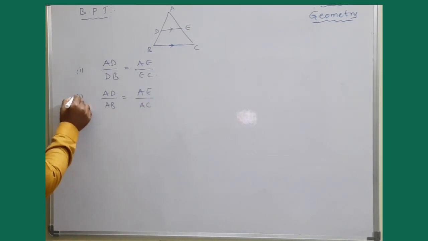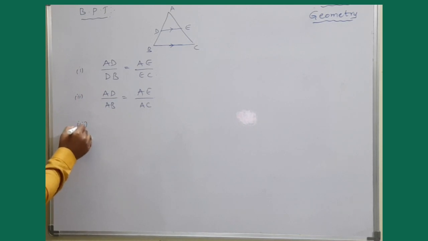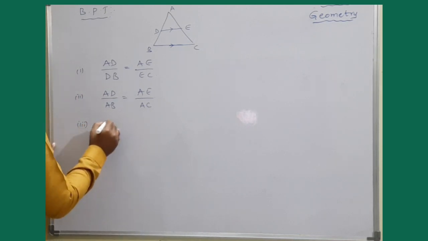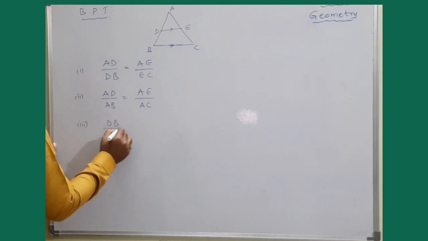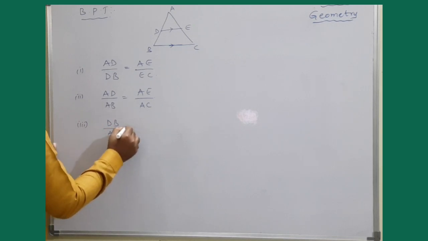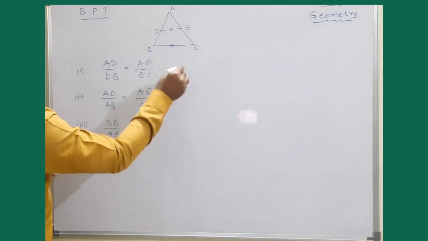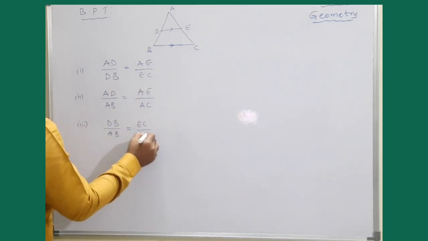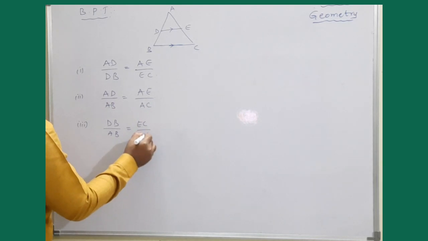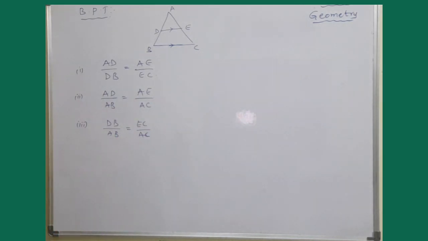Or else we can also say that DB by entire length AB equals EC by the entire length AC, isn't it? Of course, their reciprocals are also true.